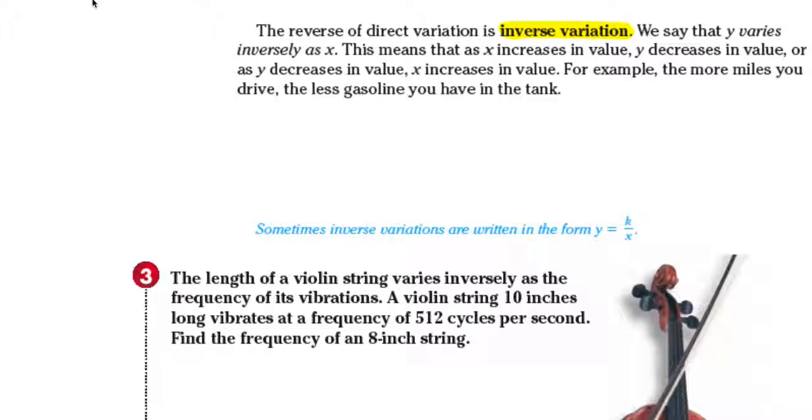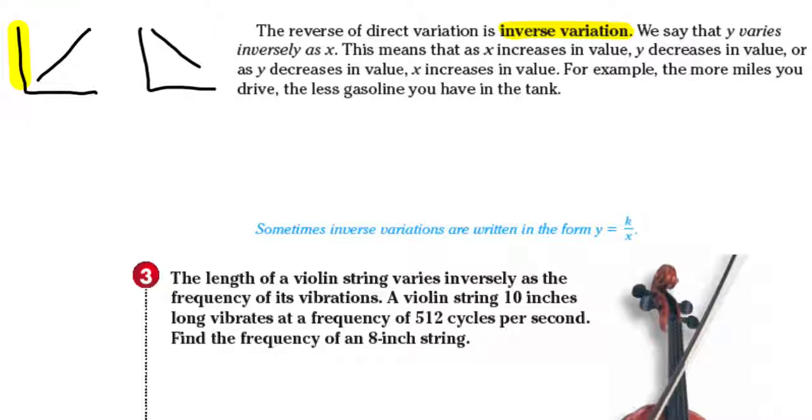And the opposite of a direct variation problem, or the reverse, is an inverse variation. We say that y varies inversely as x. This simply means that as x increases in value, y decreases in value, or as y decreases in value, x increases in value. Remember, we talked about this in science. In direct variation, your graph is basically a positive graph. In an inverse variation, your graph is a negative sloping graph.